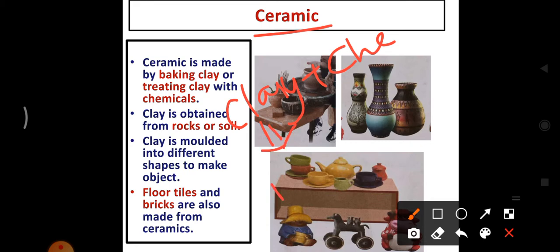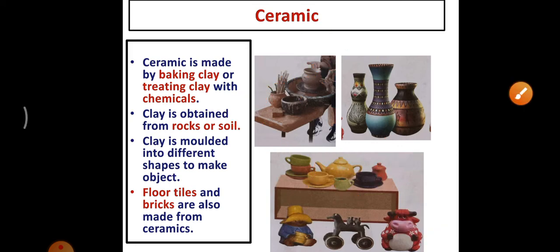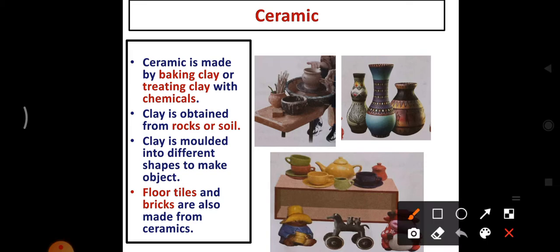This clay is obtained from rock and soil, and clay is molded into different shapes to make different objects. Floor tiles and bricks are also made from ceramics. See here, this is a flower vase and it is made of ceramic. The toys and kitchen utensils are also made of ceramics. So ceramic is also used to make floor tiles and bricks.